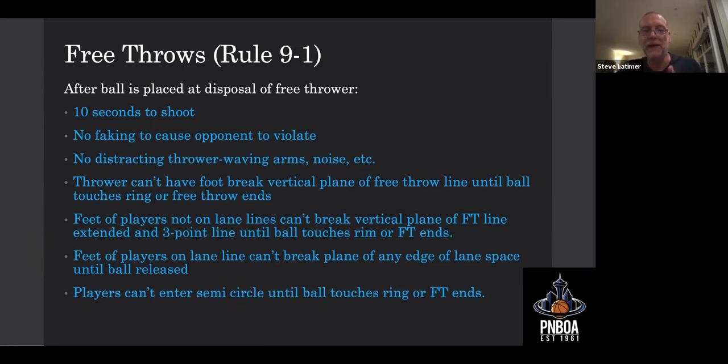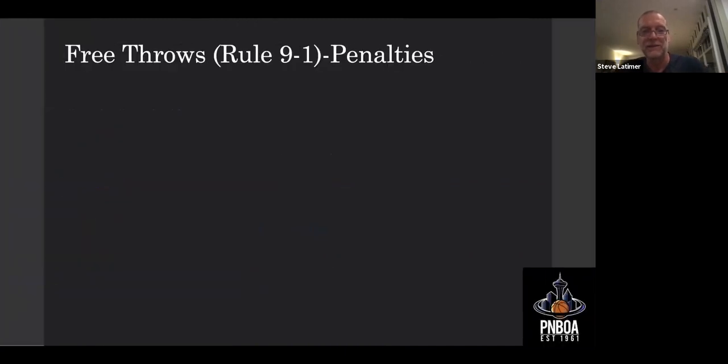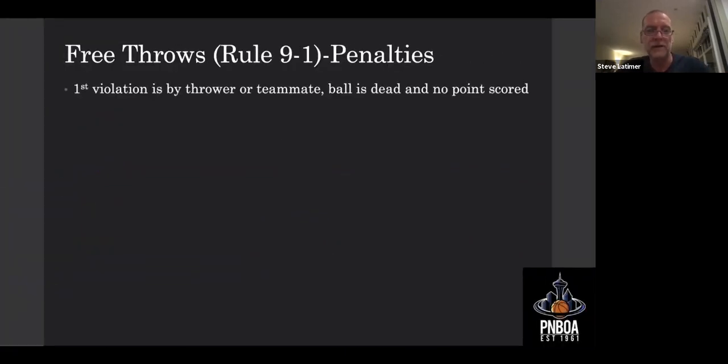All right. So the penalties for rule 9.1. If the first violation is by the thrower or the teammate, the ball's dead and no points are scored. So the guy in the second lane line jumps in too early, the ball becomes dead immediately, and no points are scored.